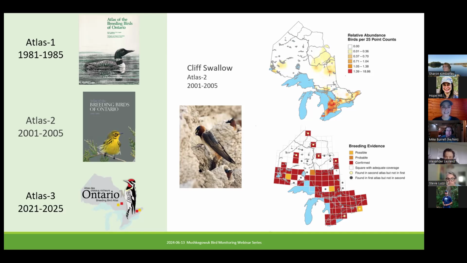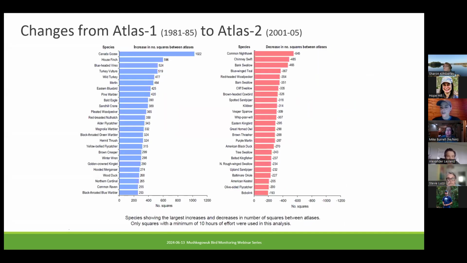Next slide, please. This is another excerpt from Atlas 2, comparing Atlas 2 to Atlas 1 again. So on the left, we're seeing the increase in the number of squares that certain species were found in. So the biggest increase is probably not surprising to most folks, but it's the Canada goose, found in over 1,000 more squares in Atlas 2 than in Atlas 1. Obviously a huge increase. On the right-hand side, we see the biggest decreases between atlases.